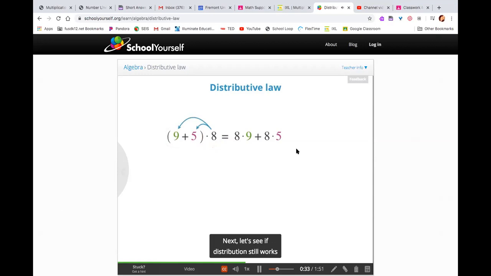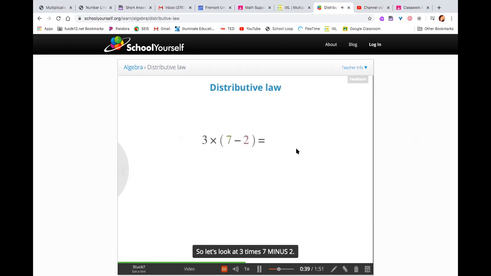Next, let's see if distribution still works when we're subtracting numbers inside the parentheses. So let's look at 3 times (7 minus 2).